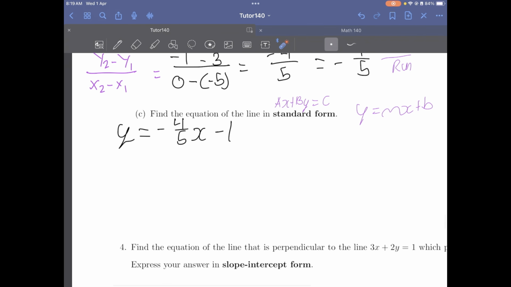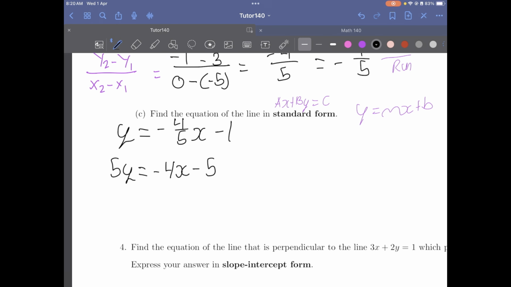So that's the form we want to set this up in. The first thing we're going to do is get rid of this fraction. To do that, we're going to multiply the entire equation by the denominator, which is 5. We're going to be left with 5y is equal to -4x - 5.